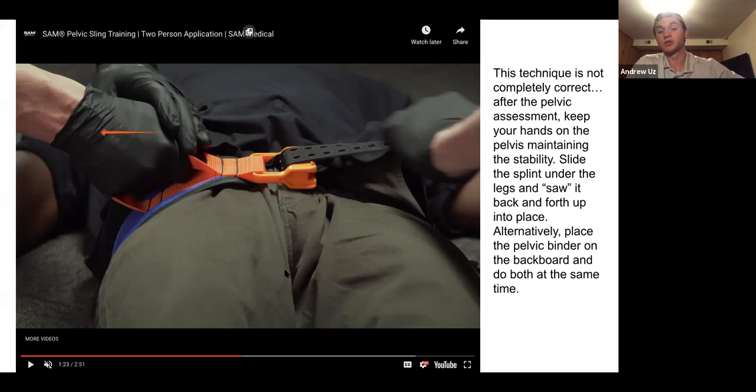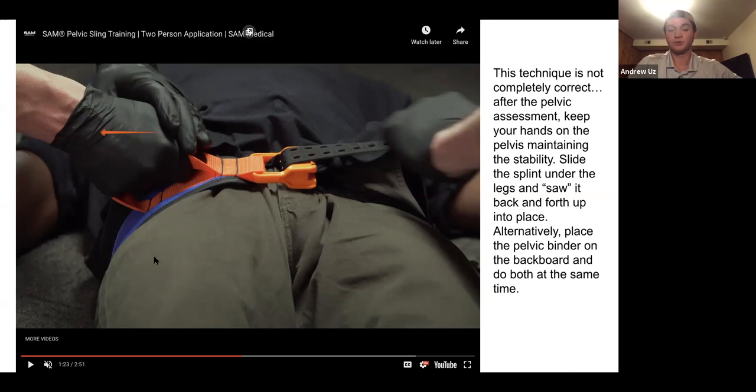I'll get into the other technique here. Down here on the right side, the alternative is, similar to some of the other ways, like putting KED straps under somebody's legs, you can open the pelvic binder up, place it under the void space in their knees or under their legs if you can lift their legs up, and then saw it back and forth, moving your way up to get it into place. So that's another option if you have limited manpower, or if you're trying to get the pelvis stabilized before you move the patient and you don't have enough people to have somebody manually stabilizing it.